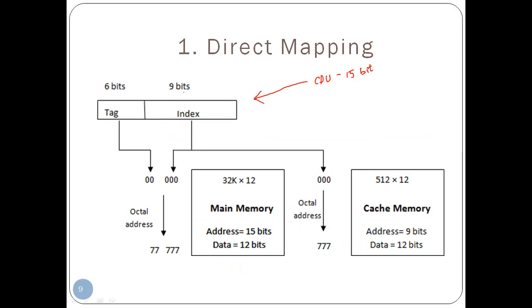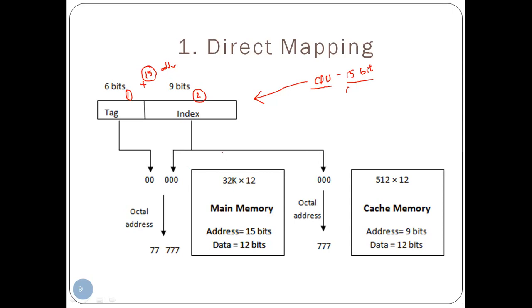Remember, the CPU generates a 15-bit address. This 15-bit address is further divided into two fields. The first field we call the tag field and the second field we call the index field. The tag field has 6 bits and the index field has 9 bits. 6 plus 9, totally 15 bits, is the address generated by the CPU.